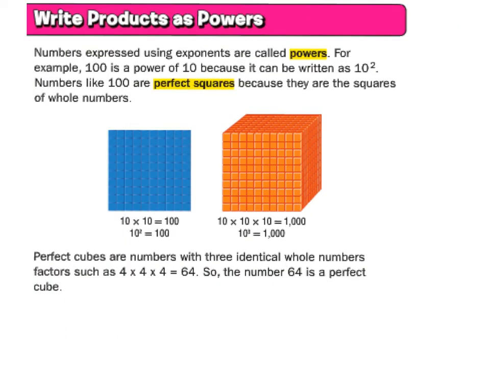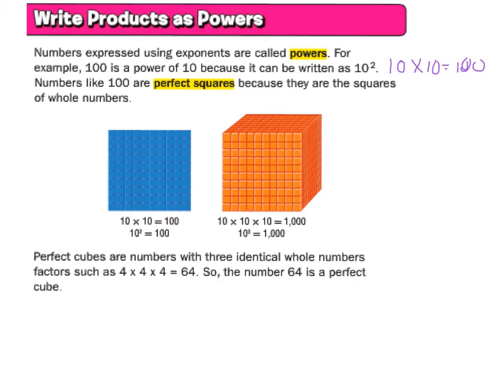So today we're going to be working with writing products as powers. Numbers expressed using exponents are called powers. So for example, 100 is a power of 10 because we can write it as 10 to the 2nd power, because that would be the same as saying 10 times 10, which we know would be 100. Numbers like our 100 just happen to be perfect squares because they are the squares of whole numbers.